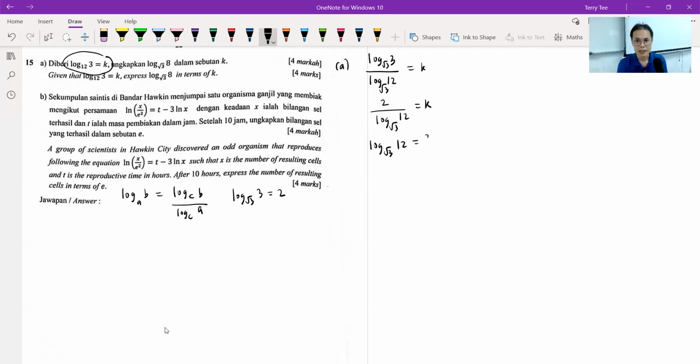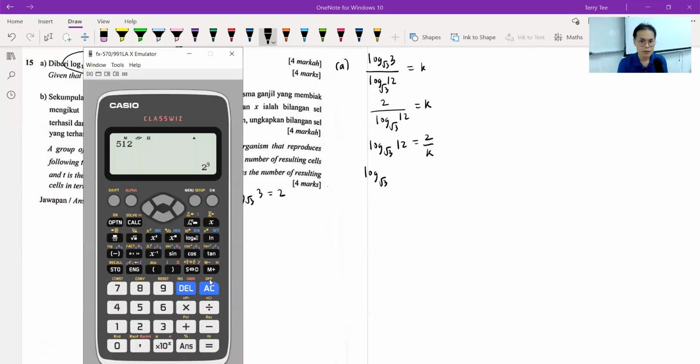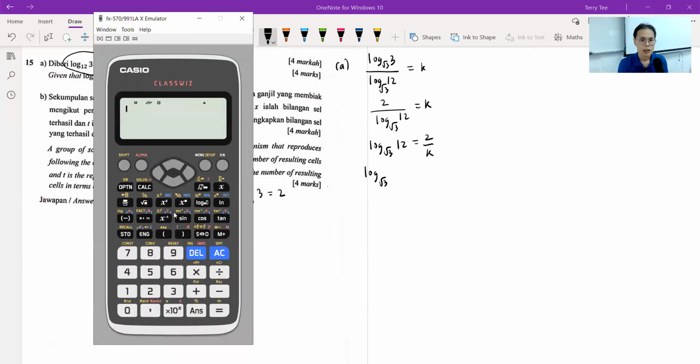Okay, I'm going to bring the k down. And at this stage, I'm going to break this up because I need to find log base square root 3 of 8. Now, we know 12 can be broken down into this. I'm going to use this calculator again because it has a good function. 12 equals shift factorize: 2 power 2 times 3.